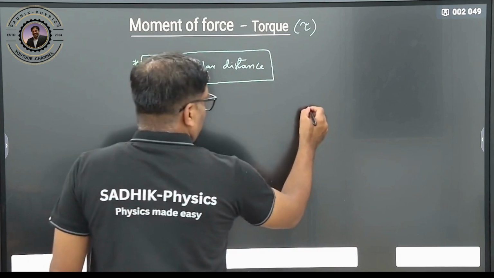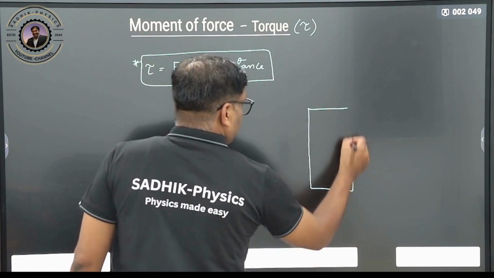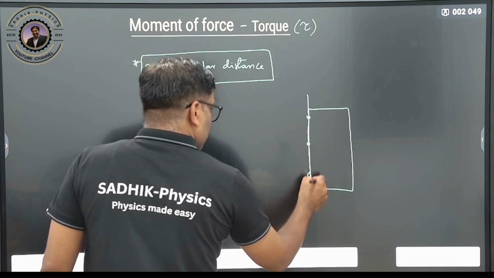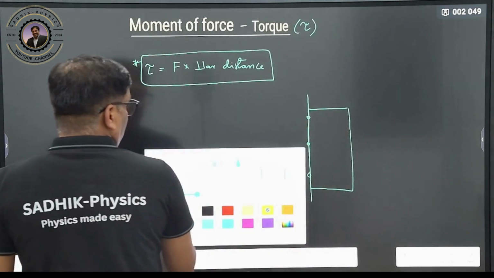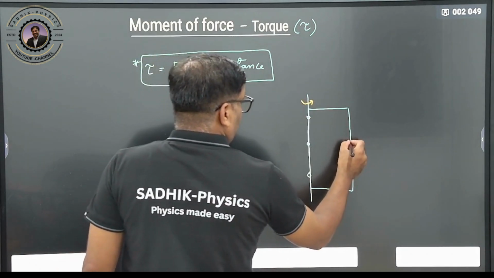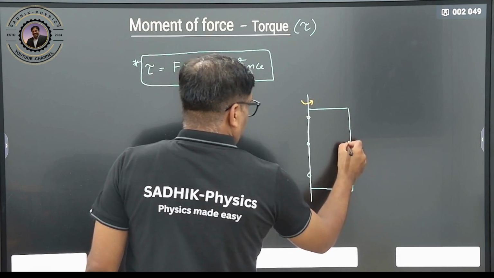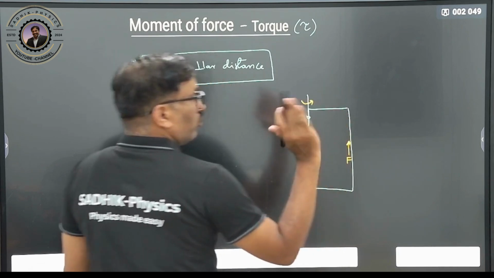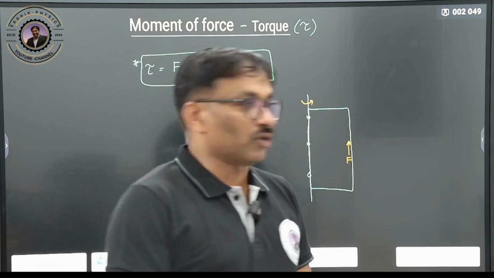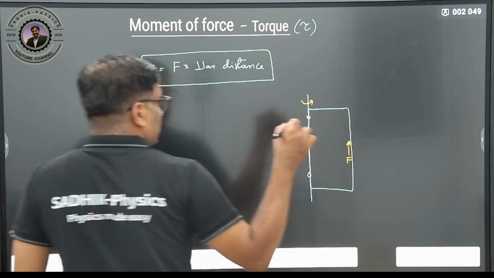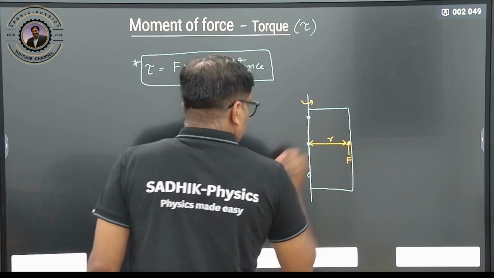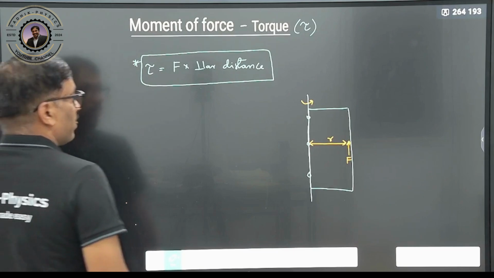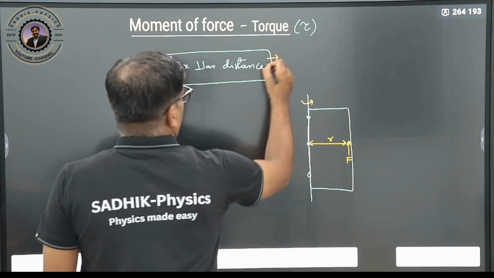Here there is a door, and there are hinges where it is fixed, so this will be your axis of rotation. Only here the door will be able to rotate. You will exert the force here, so that this door will be able to move and close. Clear? So this force and the perpendicular distance, this distance, together we call the moment of force, or nothing but torque. So what is the unit for this?